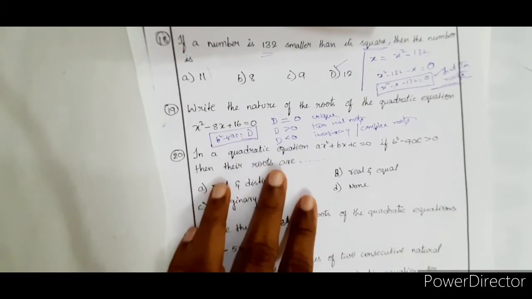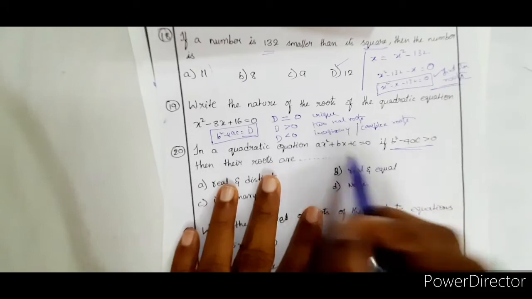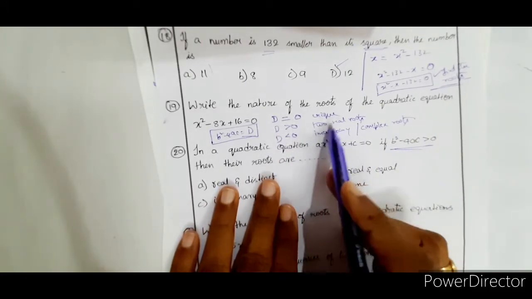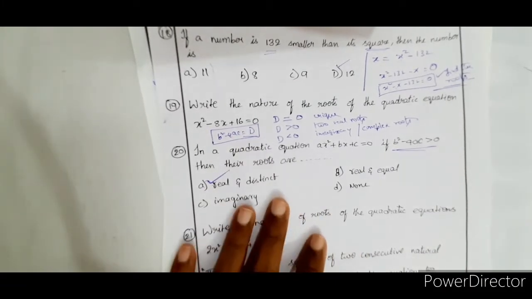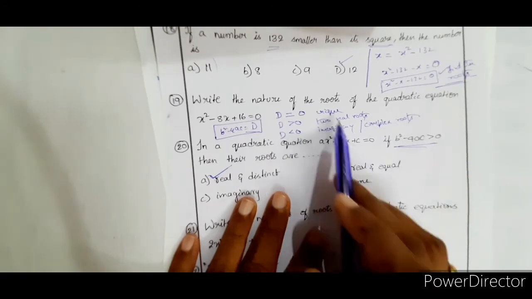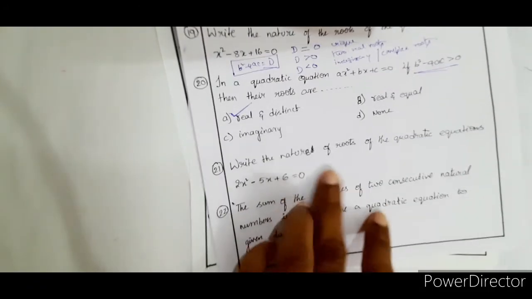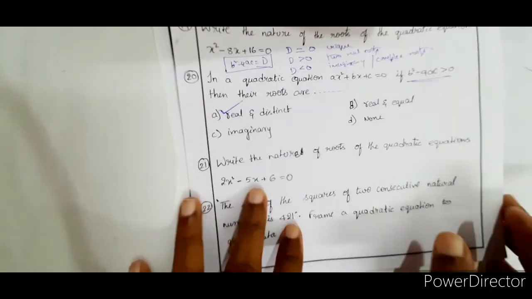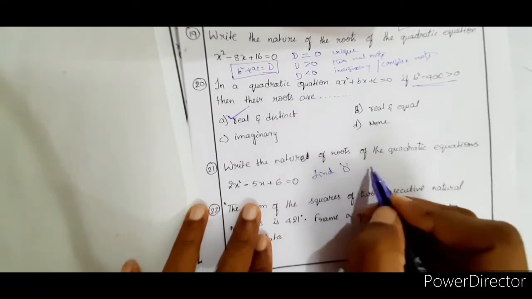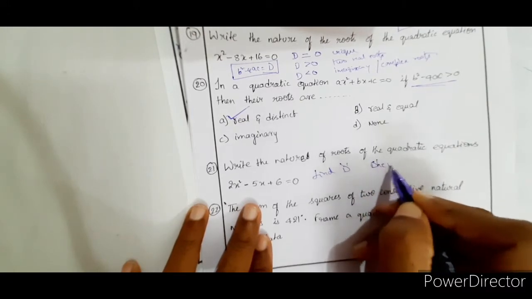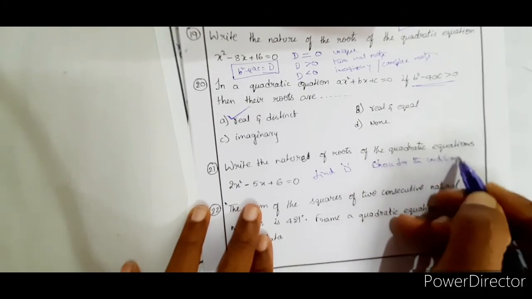In the quadratic equation ax square plus bx plus c is equal to 0, if b square minus 4ac is greater than 0, just now we have written D is greater than 0, so you will get two real and distinct roots. Two real and equal roots means that is what unique root. Write the nature of the roots of the quadratic equation 2x square minus 5x plus 6 is equal to 0. The same thing, so find the discriminant and check for the condition. Same problems, so I am leaving it to you.